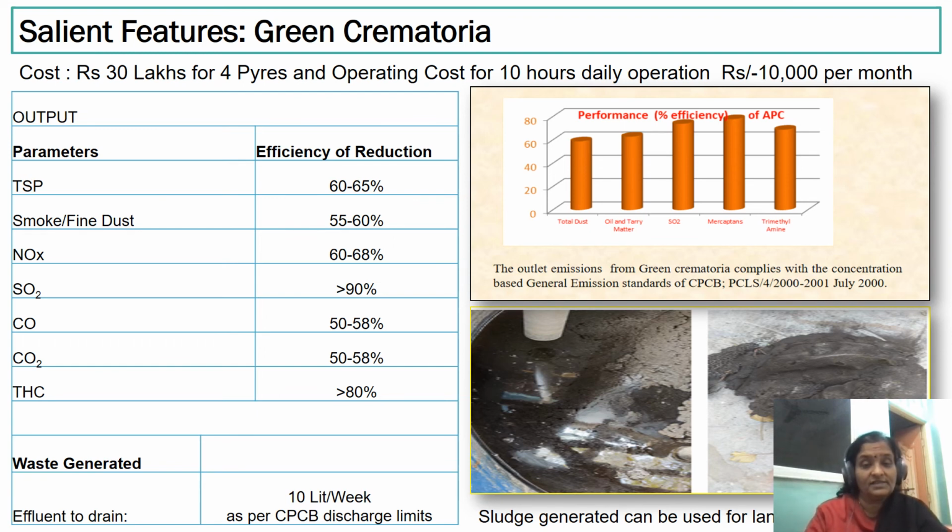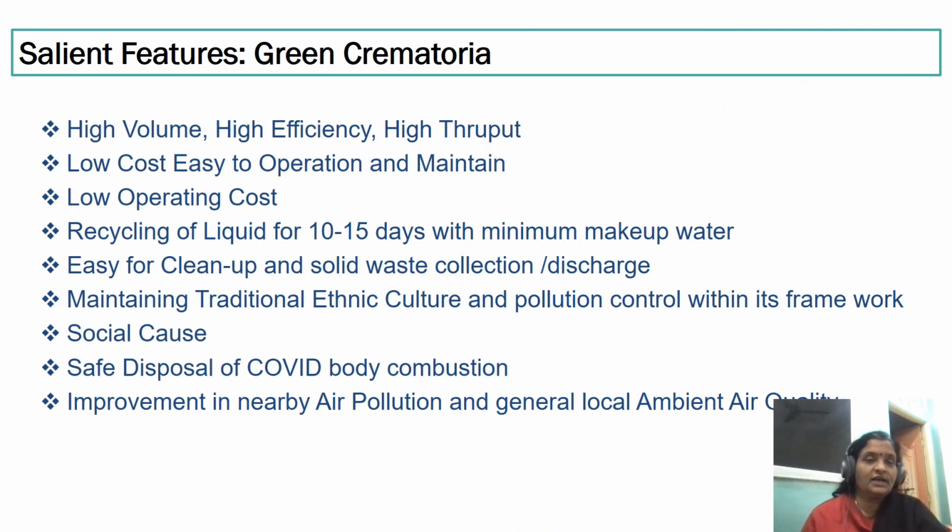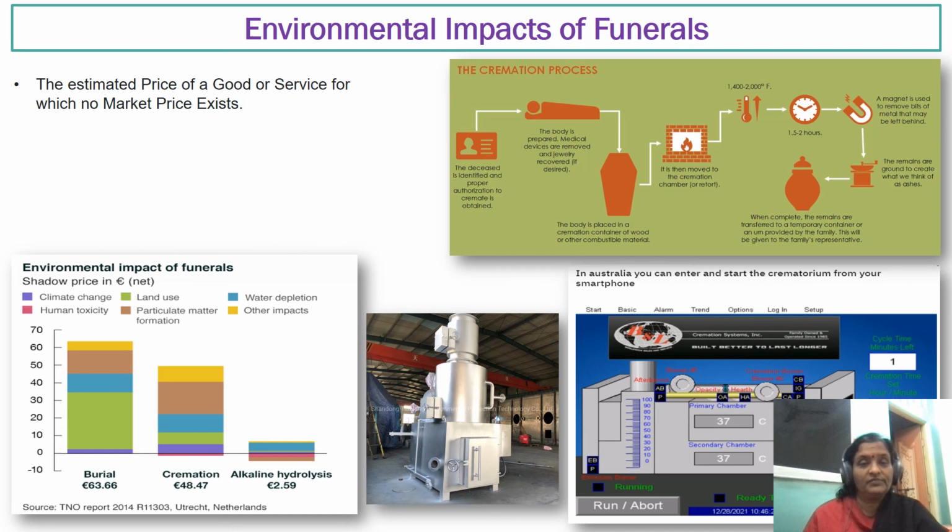Otherwise this much dust would have gone into the atmosphere, but it is taken up by the scrubber. The salient features are: a high volume, high efficiency and high throughput scrubber, low cost, easy to operate and maintain, low operating cost, recycling of liquid for 10 to 15 days with minimum makeup water, easy cleanup and solid waste collection and discharge, maintaining traditional ethnic culture with pollution control within its framework. It can be used for a social cause, for safe disposal of COVID body combustion, and for improving nearby air pollution and local ambient air quality. These are the various benefits we can get.